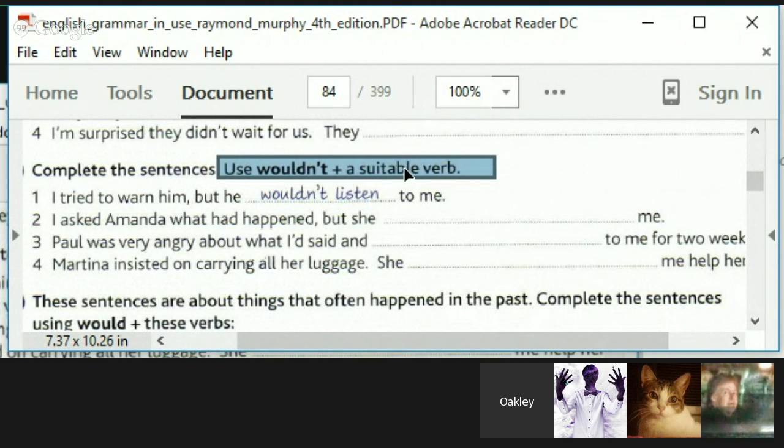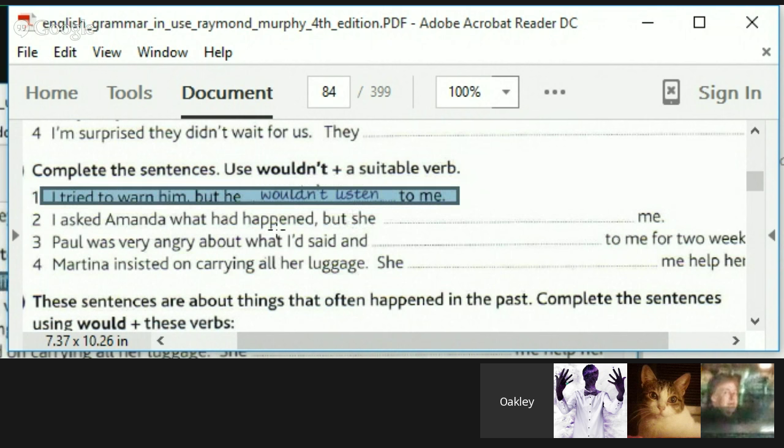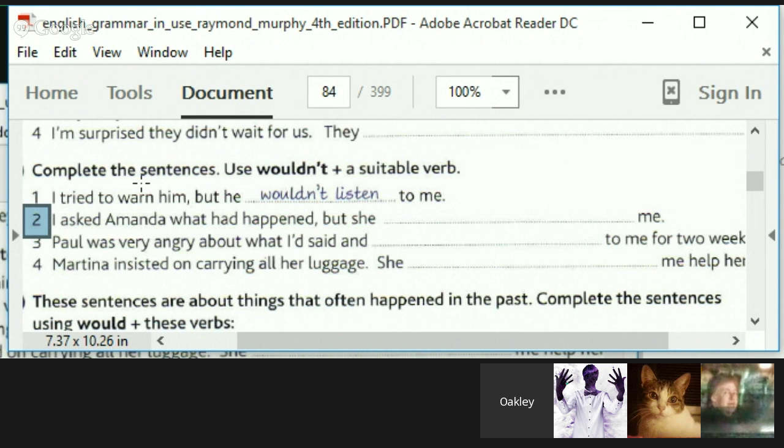All right, how about wouldn't and a suitable verb? You have to think of the verb. For example, I tried to warn him, but he wouldn't listen to me. Very common phrasing here for English speakers. He just wouldn't listen to me. When we're explaining it to someone else, I tried to warn him. I'm talking about a third person, a third party, but he wouldn't listen to me. If I'm talking to you, I say, why won't you listen to me right now? But this is kind of like reported speech that we were talking about earlier.